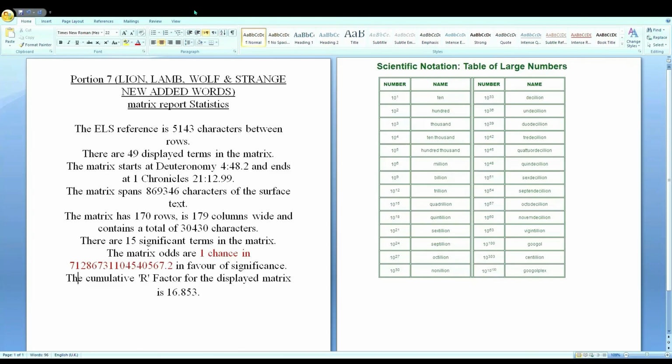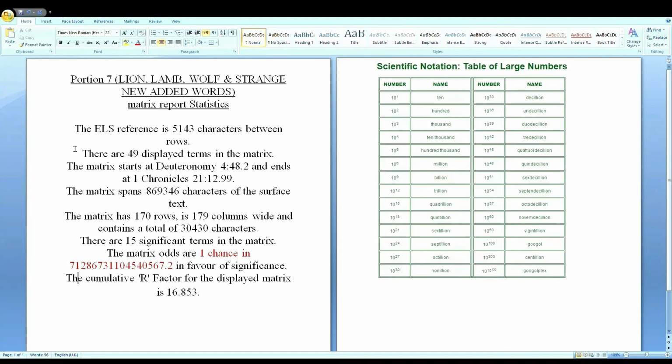Okay, final matrix report starts for the portion 7. We have 49 displayed terms in the matrix, with matrix odds of a whopping 1 chance in, I think there's 16 numbers after the 7, I'm going to double check. 1, 2, 3, 4, 5, 6, 7, 8, 9, 10, 11, 12, 13, 14, 15, yep, 16 numbers after the 7. So it's 7, somewhere either quadrillion or quintillion. We're just approaching a quintillion, so just incredibly stupid. Absolutely off the Richter scale.